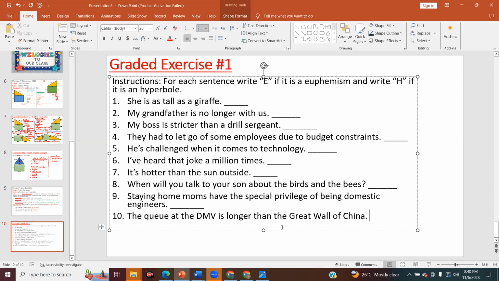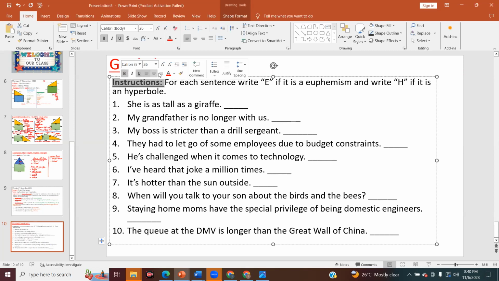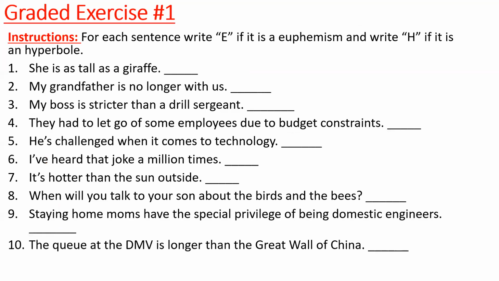All right, just those 10. Write down the questions as well as the answers for me, please. And then once you finish, take a picture of your work and send it to me via WhatsApp. It's just 10 of them. Write H for hyperbole.